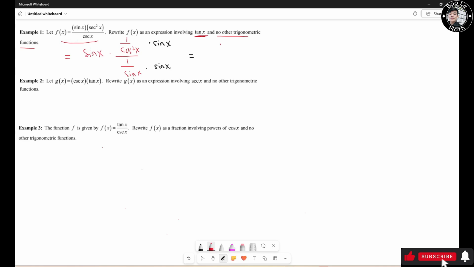Sine s times sine s is going to be sine square of s over cosine square of s, all together divided by sine s, and sine s cancels out, right? So it's going to be 1. And then this turns out to be tangent square of s over 1. It's going to be tangent square of s, right?